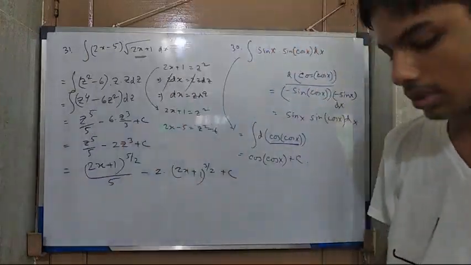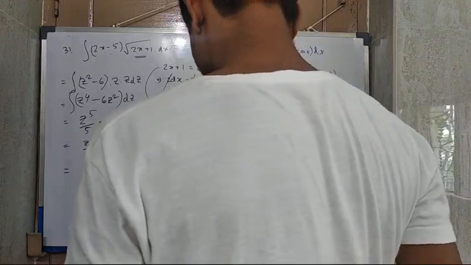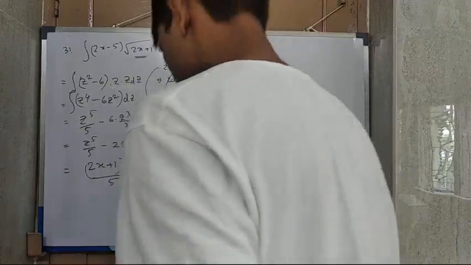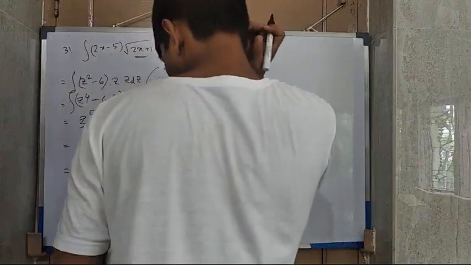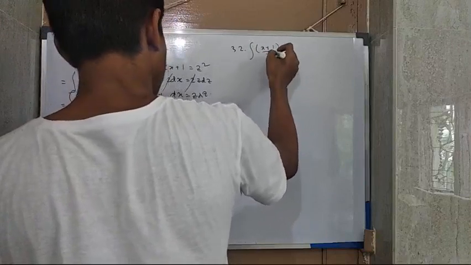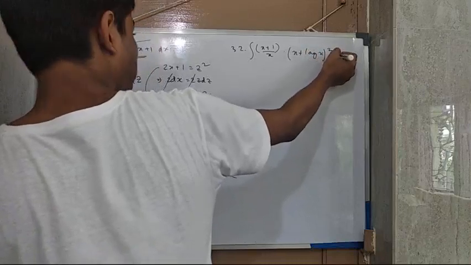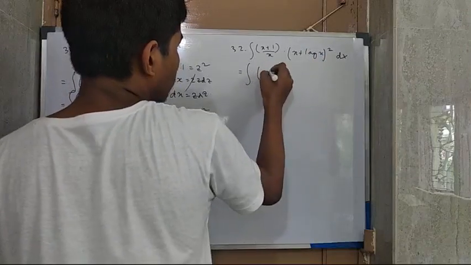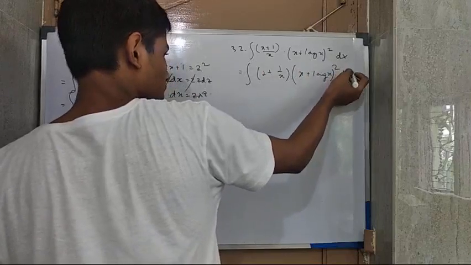So now let's proceed for the 32nd integral, which is integral of (x plus 1 by x) times (x plus log x) squared dx. So this can be written as (1 plus 1 by x) times (x plus log x) squared dx.